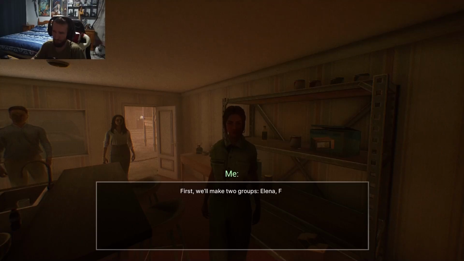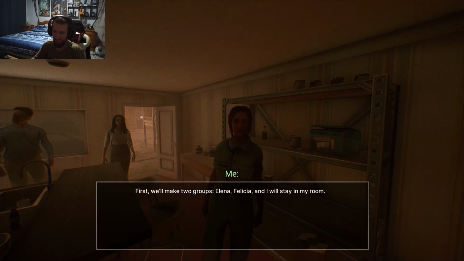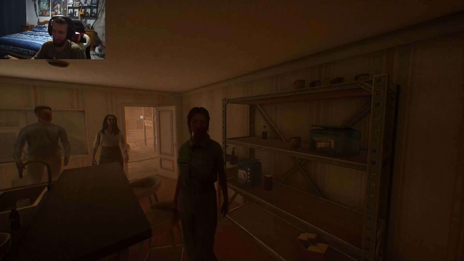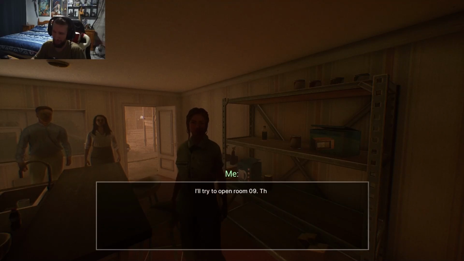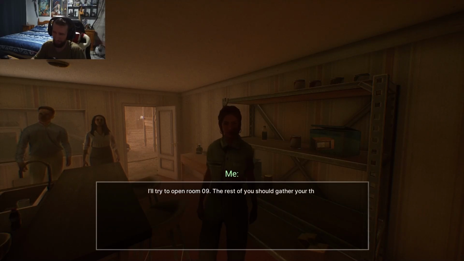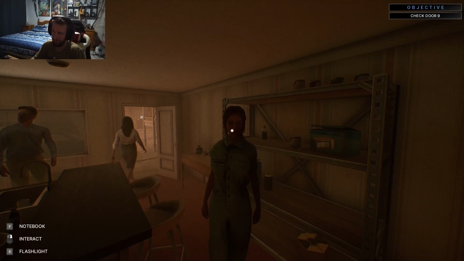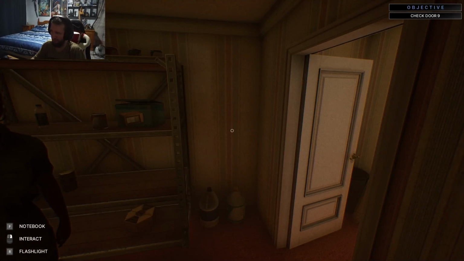First, we make 2 groups. Elena, Felicia, and I will stay in my room. Maria, Nicholas, and Salvatore will go to Salvatore's room. I'll try to open room 09. The rest of you should gather your things and take them to the shared room. Okay, so I check door 9.